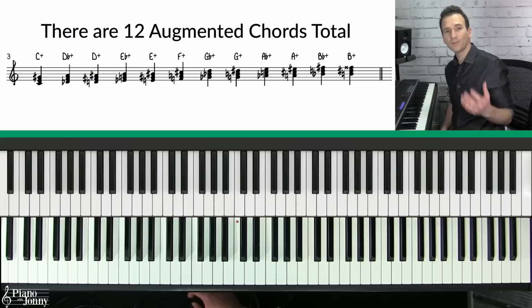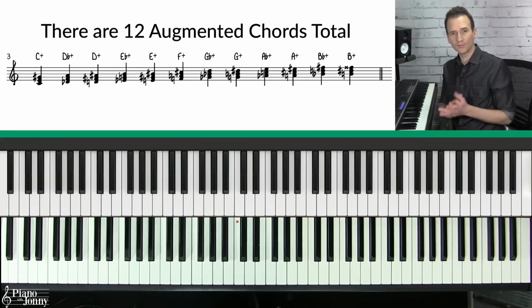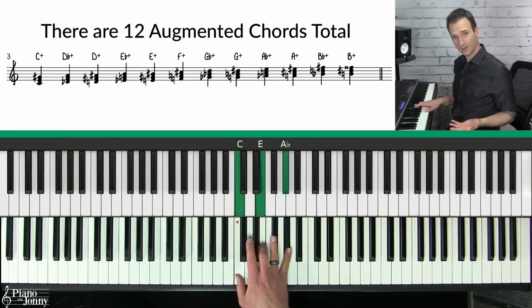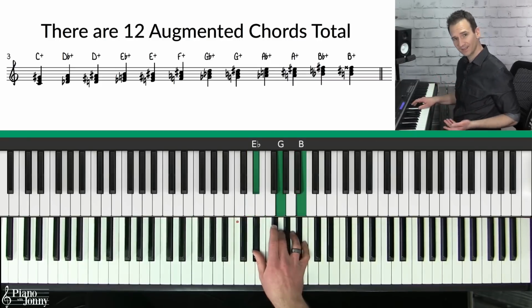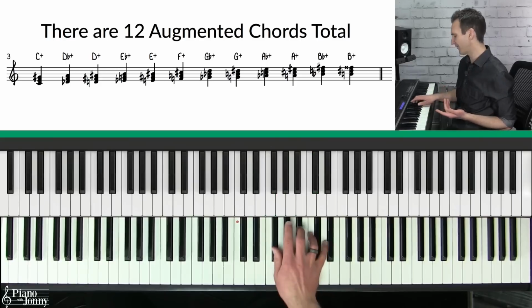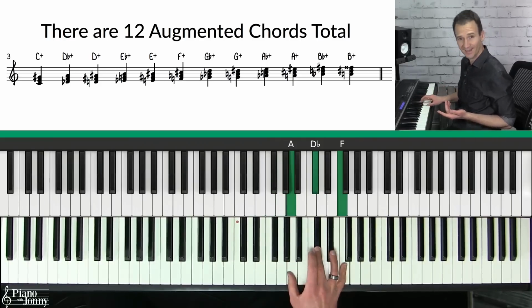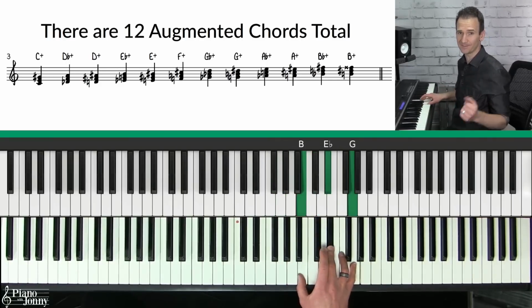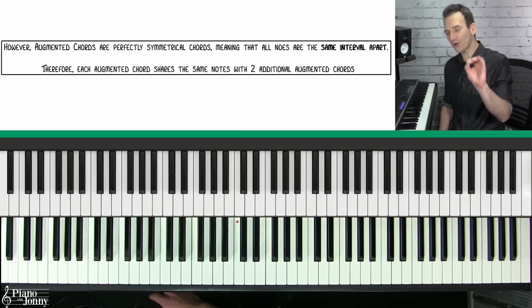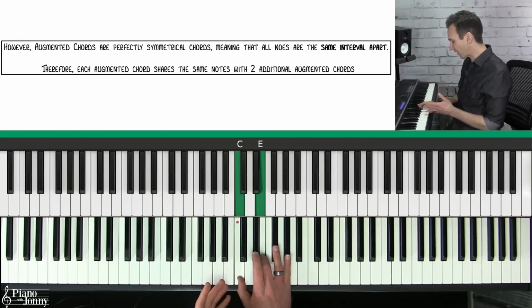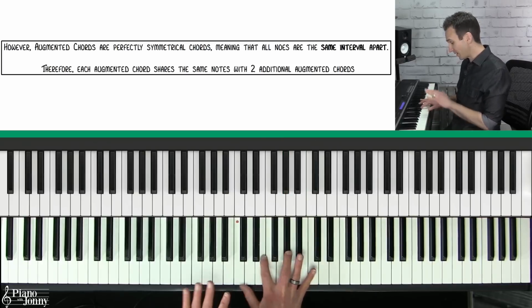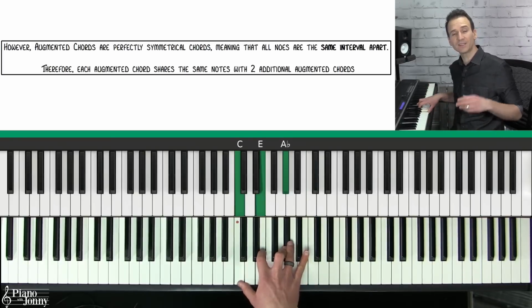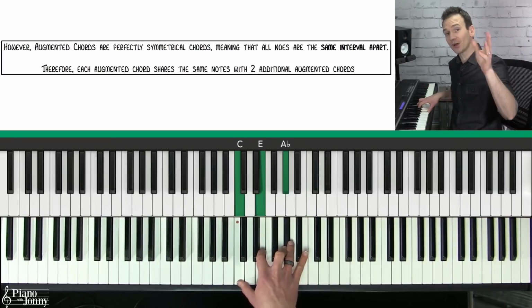And you can build an augmented chord on any one of the 12 notes at the piano. So we have C augmented, D flat augmented, D augmented, E flat, E, F, G flat, G, A flat, A, B flat, and B. However, augmented chords are perfectly symmetrical, meaning that all of the intervals are a major third apart.